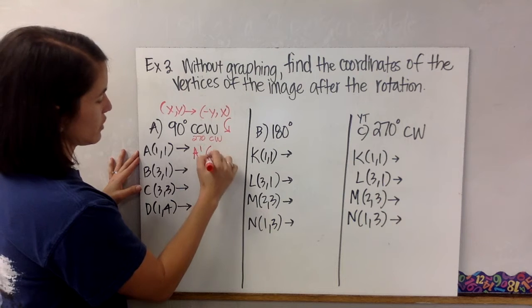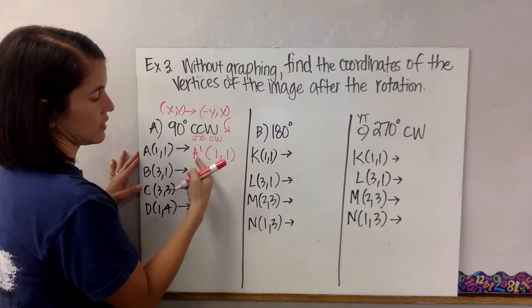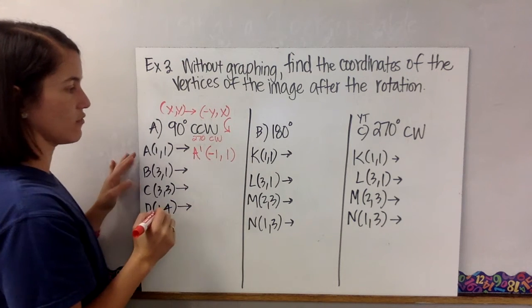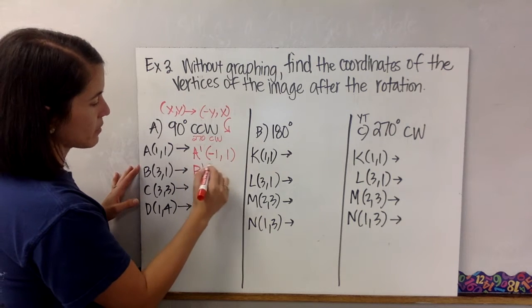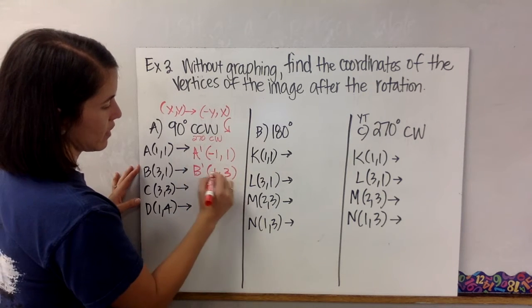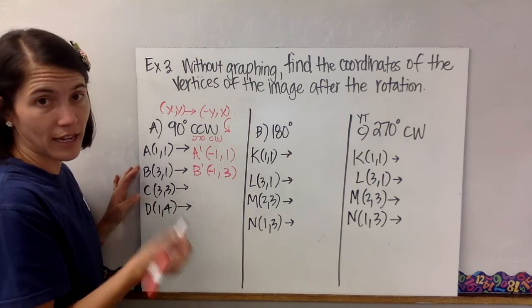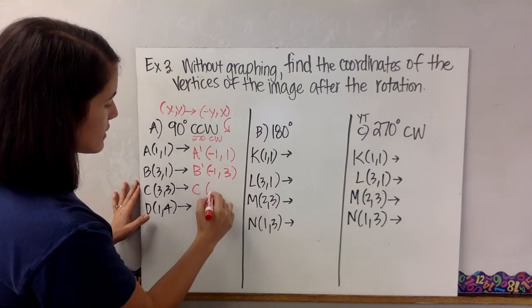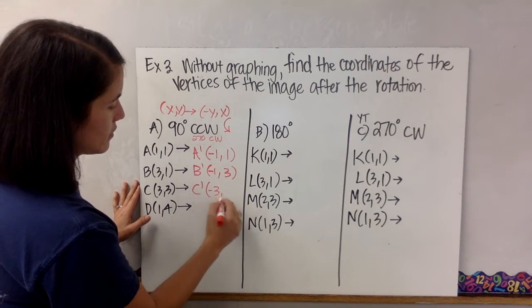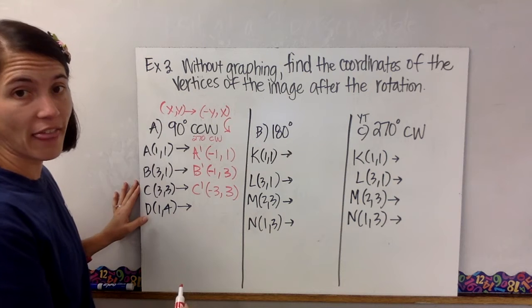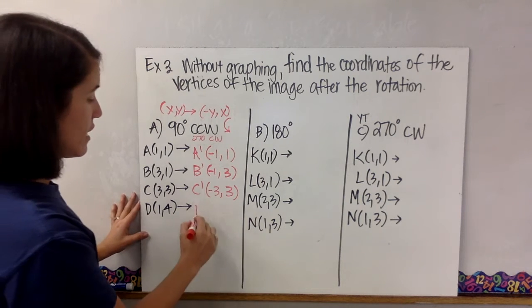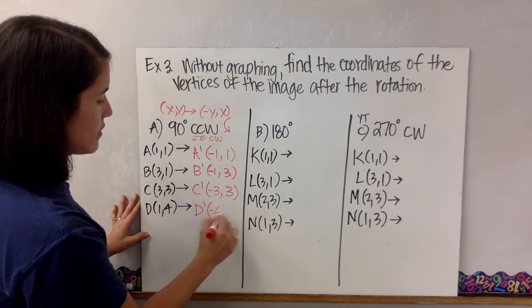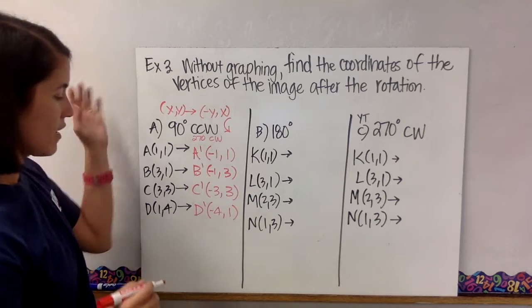So that's what I'm going to do. I'm going to switch them. Well, this one is still the same. And the new x by -1. B prime, I'm going to switch them. And the new x by -1. C, C prime, I'm going to switch them. And the new x by -1. And then D prime, -4, 1.